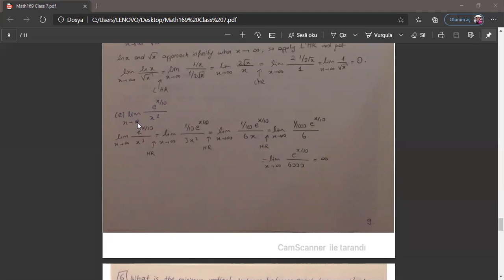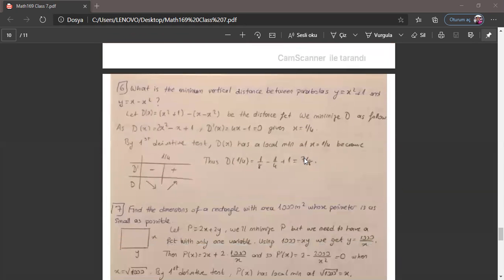So if x is approaching infinity, we both have infinities, so we apply the rule and get this. You see, you have again the same situation, so again we apply and then again. So here we have e to the x over 10 over some number which is bigger, so it's not important. So when x is approaching infinity, you get e to the infinity, so it's infinity.